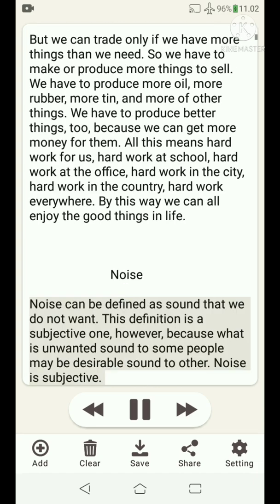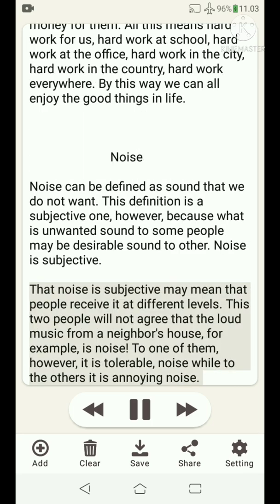Noise. Noise can be defined as sound that we do not want. This definition is a subjective one, however, because what is unwanted sound to some people may be desirable sound to others. Noise is subjective. That noise is subjective may mean that people receive it at different levels. Thus two people may not agree that the loud music from a neighbor's house, for example, is noise. To one of them, however, it is tolerable noise, while to the other it is annoying noise.